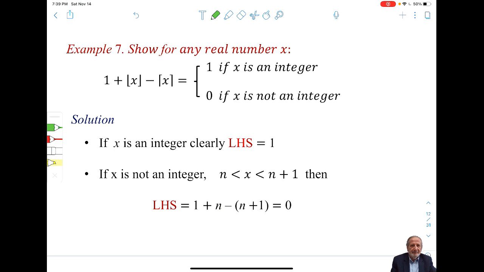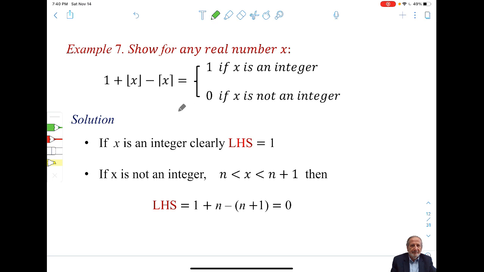Now here's another example. Show that for any real number x, 1 plus floor function of x minus ceiling function of x is 1 if x is an integer, and 0 if x is not an integer. Well, it's very simple, because if x is an integer, the brackets are gone, and x minus x is 0, so you get 1.